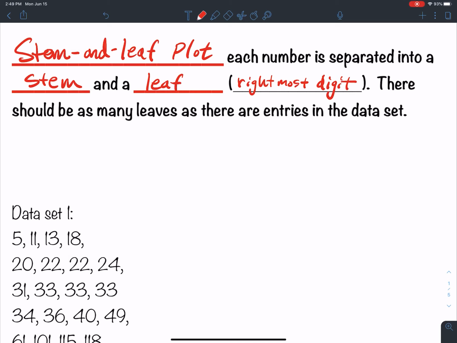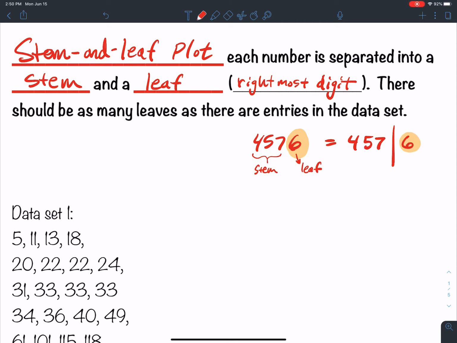If you think about a number like 4,576, the stem would be this first part, and the leaf would be the rightmost digit, which happens to be 6. So this right here is the leaf. How would we write this? We would write 4, 5, 7, then put a vertical line, and then a 6. The leaf is on the right side, and that's the only thing on the right side.